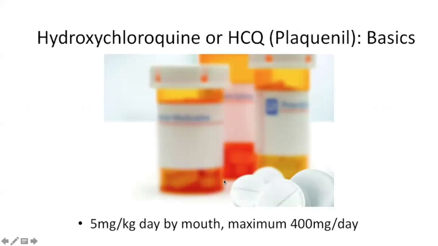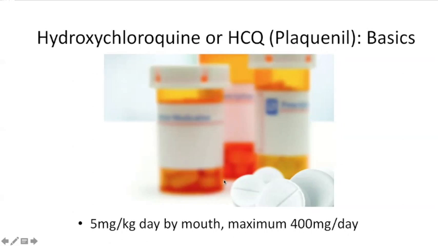So the next medication I'm going to talk about is hydroxychloroquine. This is sometimes abbreviated as HCQ, and the brand name of it is Plaquenil. So this is an oral medication. It comes in a 200 milligram tablet, and this is dosed in a weight-based dose of 5 milligrams per kilogram, generally per day, and it can be either given once a day or divided into 2 doses a day.